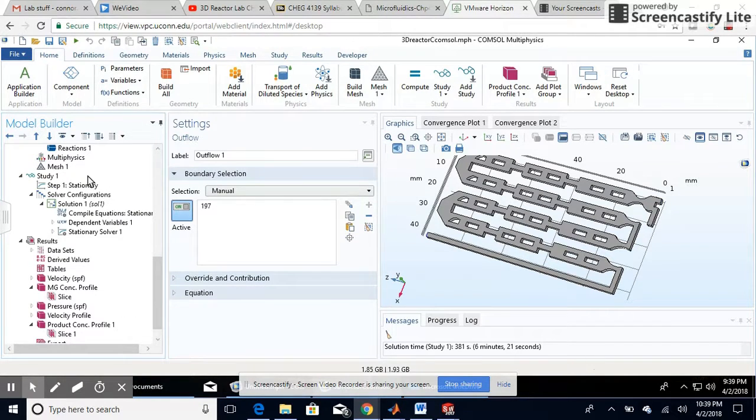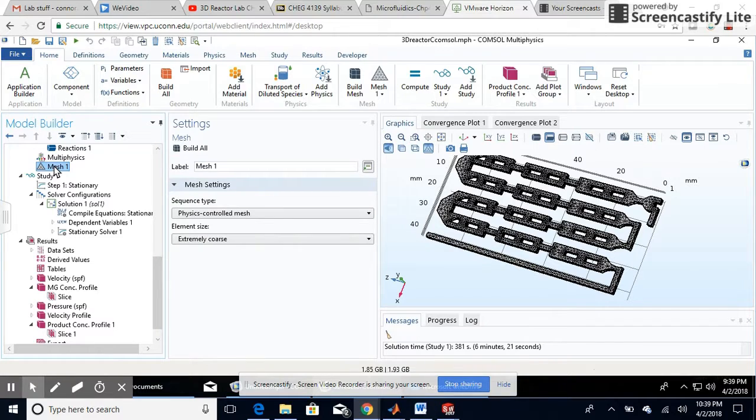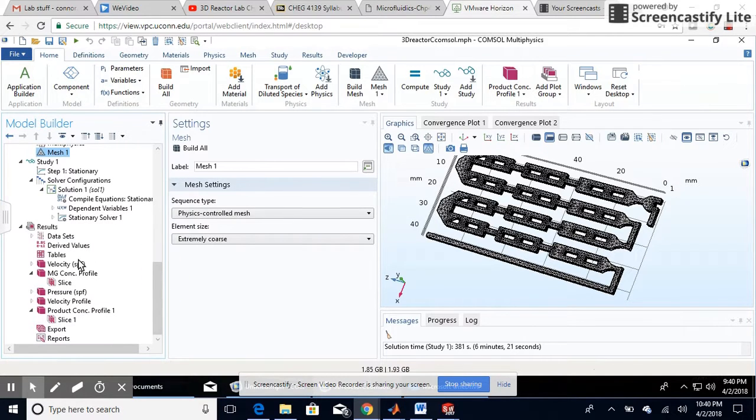It was a stationary study, and our mesh, we did not create our own mesh. We just selected physics-controlled mesh and extremely coarse. We tried creating our own mesh, and it wouldn't run. This is actually the only way we were able to get this reactor to run, was this combination, physics-controlled mesh and extremely coarse. And in terms of our results, we'll start with the velocity profile.